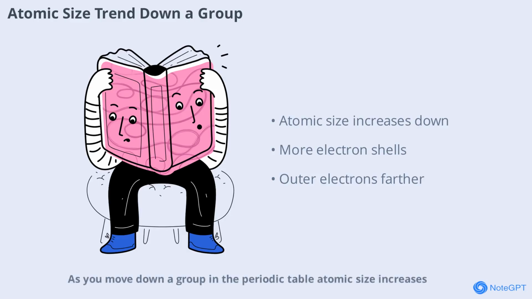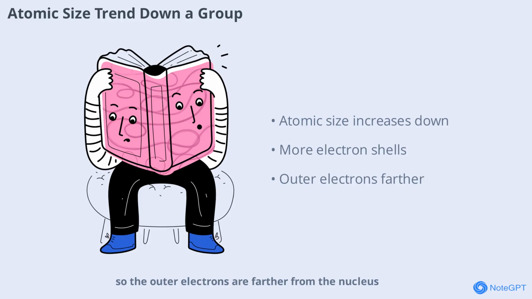As you move down a group in the periodic table, atomic size increases. This happens because each new period adds another electron shell, making the atom larger. Even though the number of protons increases, the added shells outweigh the increased nuclear charge, so the outer electrons are farther from the nucleus. This trend is easy to visualize. Think of each row as adding another layer to the atom.